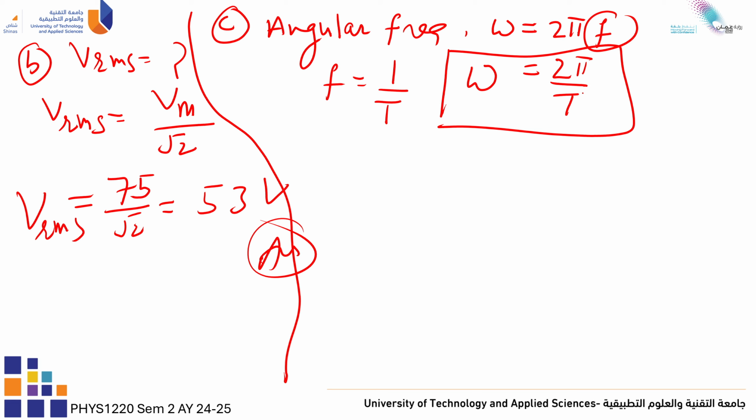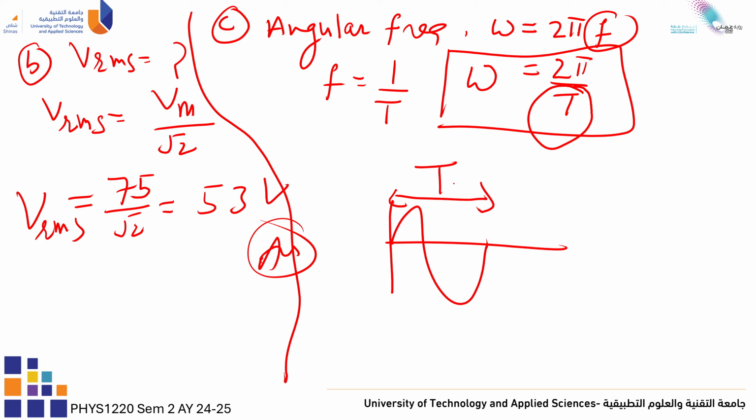So what I need is the time period of the wave. What is the time period? The time period is the time of one wave. If I draw like this, the time period is the time of one wave, like this.